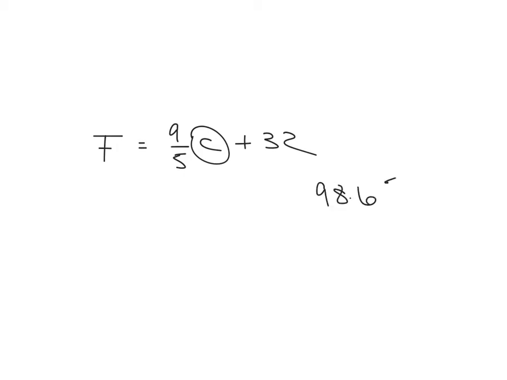So what they're asking us to do is, does that 37 degrees Celsius indicate that the child's temperature is normal, 98.6? So what we do is we just take our formula: Fahrenheit equals 9 over 5 C plus 32. We put 37 degrees in there for C and solve it, and we get 98.6 degrees Fahrenheit, and yes, that is normal, so we're good.